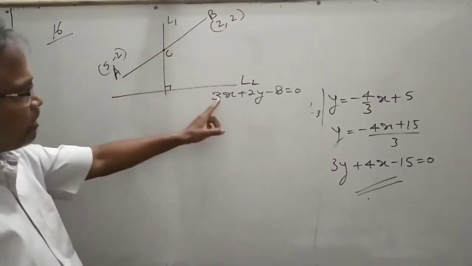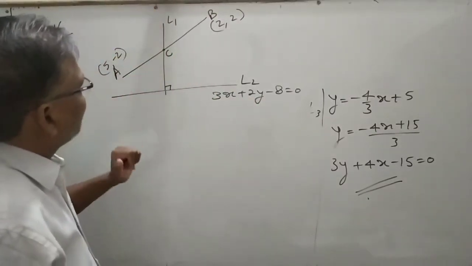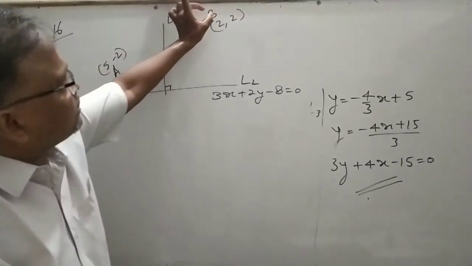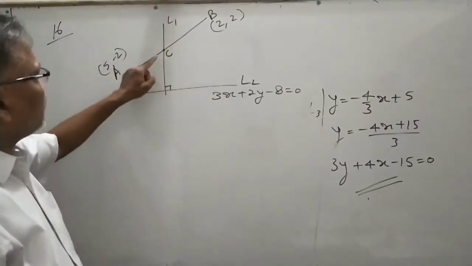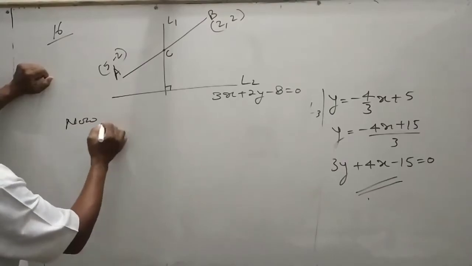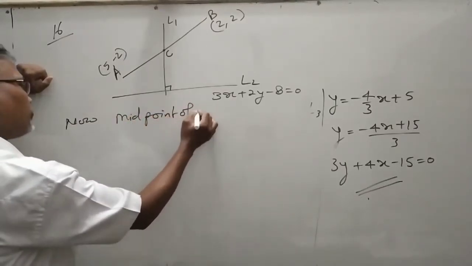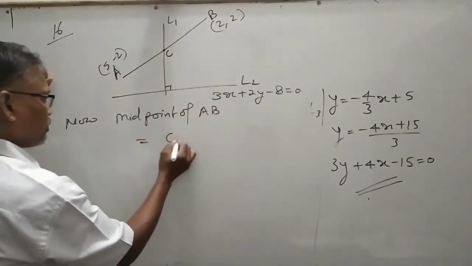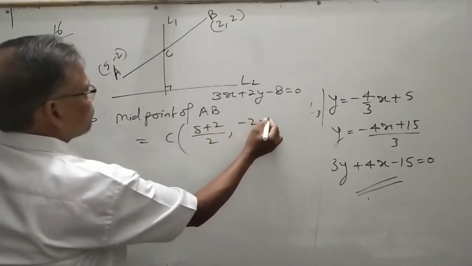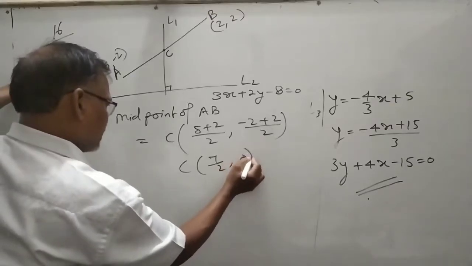Meaning, as we just found earlier, you have to find the slope of this line. And this line also passes through the midpoint of this line segment AB. So let's find its midpoint first. Now the midpoint of AB is equal to C: 5 plus 2 by 2 comma minus 2 plus 2 by 2. So this is 7 by 2 comma 0.